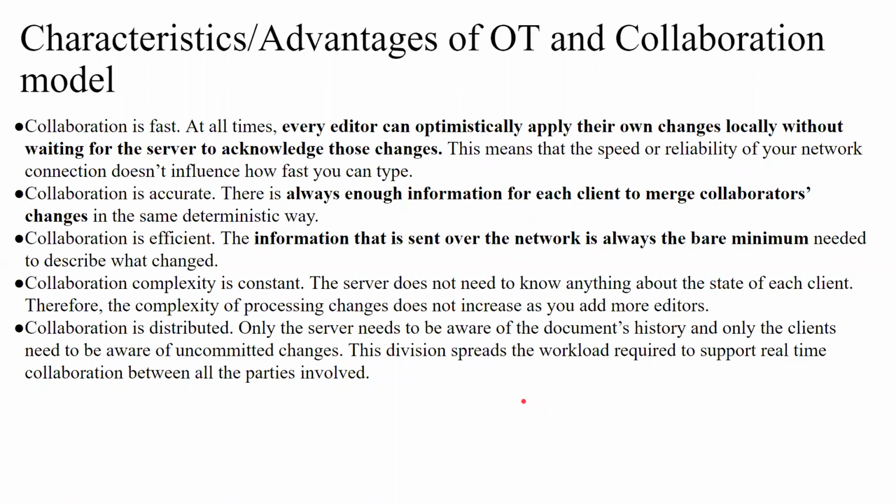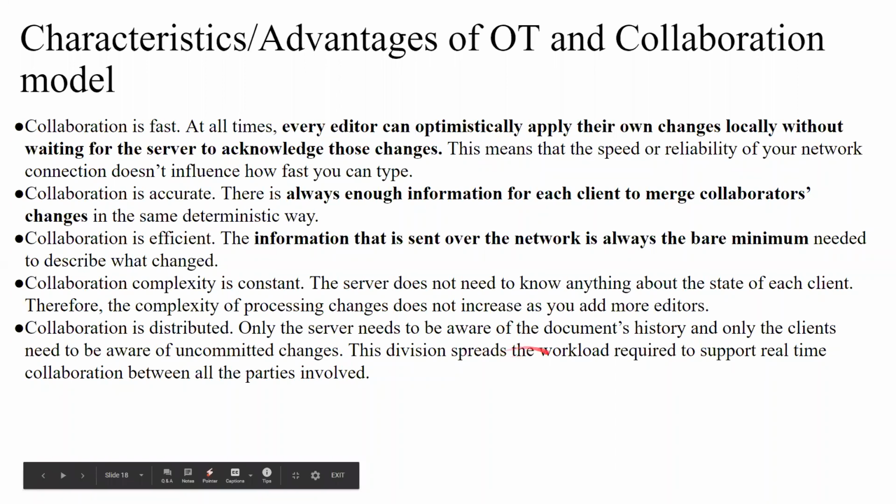Yeah, and the last one. Probably it's like linear. What he means to say is the complexity will not increase exponentially or quadratically. And the last thing is that both the server and clients are kind of sharing a part of the processing complexity. So there is a kind of spread of the workload.